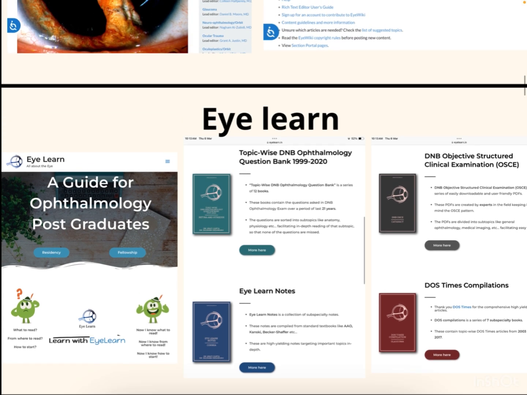Second is iLearn. So iLearn is basically a website which was developed by Dr. Kriti Gupta and Dr. Saurabh Deshmukh. It is a guide for ophthalmology postgraduates during residency as well as during fellowships. I'll just go through what all it includes. It includes topic-wise DNB exam questions, which is going to be a very essential resource for you all before you start your preparation for your DNB theory exams. It is going to be like your Bible.